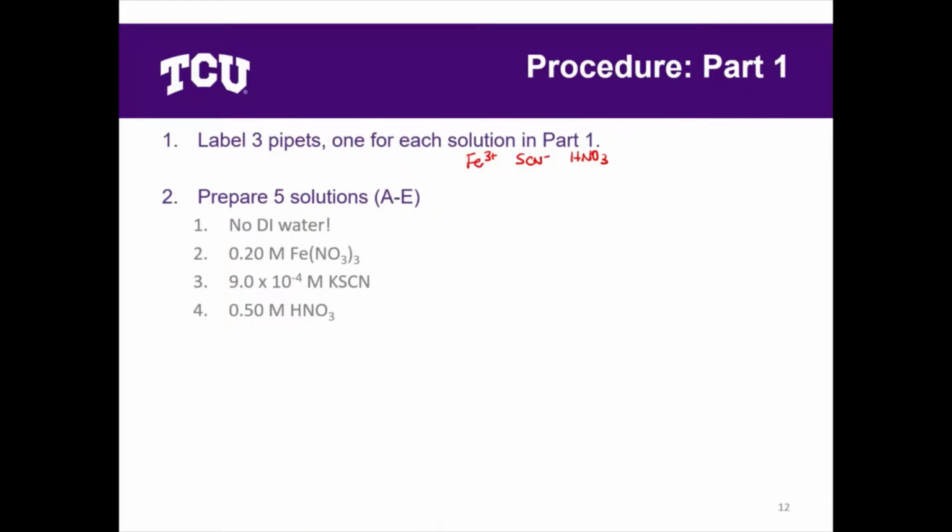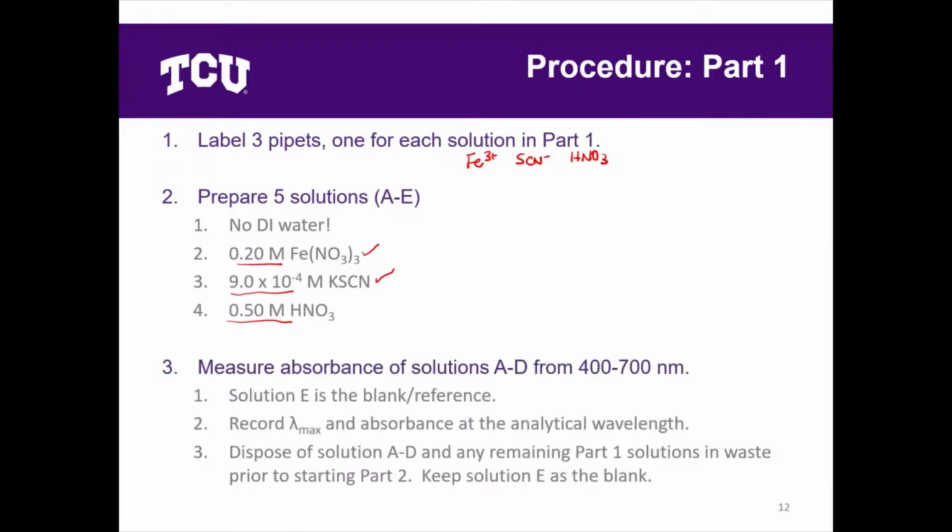You will be using 0.2 molar iron nitrate and a 9 times 10 to the minus 4th molar thiocyanate solution for this part. Please make sure you have these correct. So 0.2 molar iron nitrate and 9 times 10 to the minus 4th molar potassium thiocyanate are used for part 1 only. You also have, again, 0.5 molar nitric acid. All of your solutions, including these, have been prepared in nitric acid. You're going to measure the absorbance of the solutions A through D from 400 to 700 nanometers. Solution E is just your blank or reference.